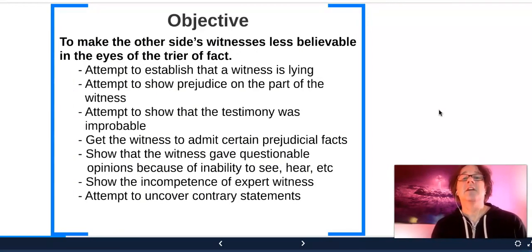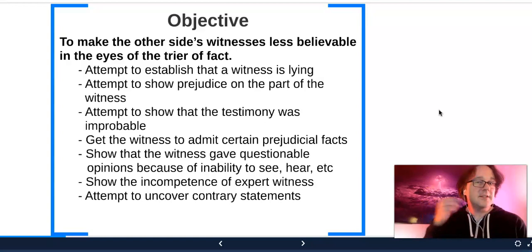So when we take a look at what the objective of cross-examination is, it's to make the other side's witnesses less believable in the eyes of the trier of fact. So for our purposes, that's the jury. So the whole purpose of cross-examination is to make that witness for the other side look less trustworthy, less believable. So we might attempt to establish that the witness is lying, attempt to show that they're prejudiced against our defendant, let's say, or our witness.